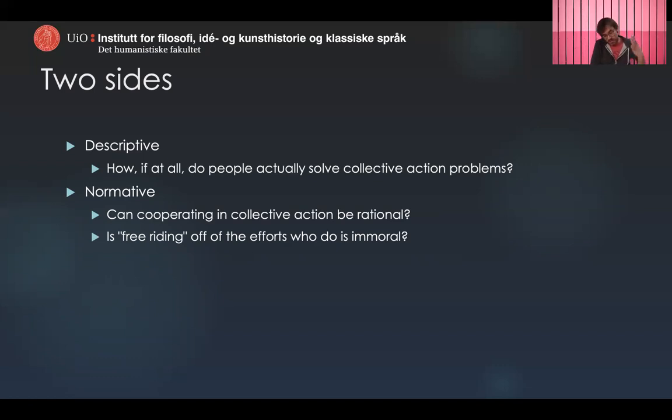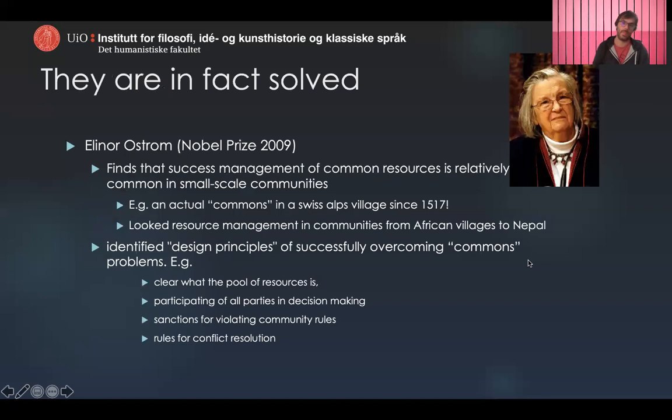Another way to think about it is different, to make a distinction between what's rational and what's moral. Maybe what's rational isn't what is moral. Maybe free riding off the efforts of others is something that's immoral, even though there's something that rationality contributes. So the distinction between rationality and morality is also a possible way of addressing this.